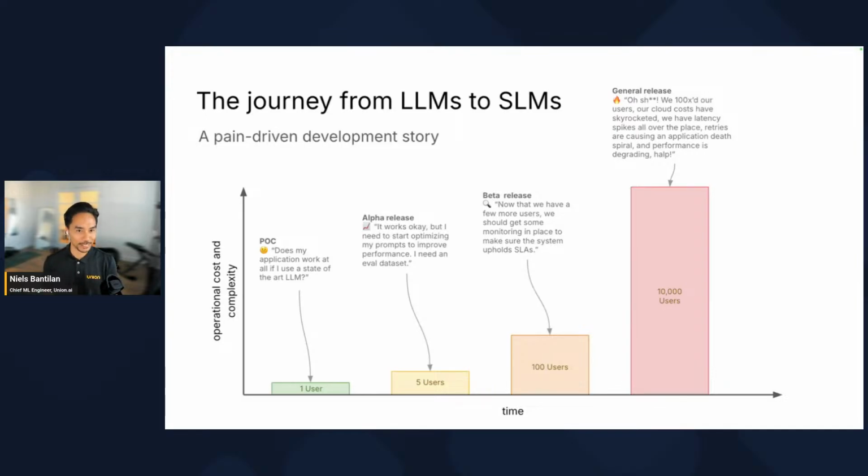And if you get lucky enough to get, say, 1,000 or 10,000 users in the general release, you're like, oh man, we have many more users. Our cloud costs have skyrocketed. I'm using this LLM that I deployed on my cloud, and there are latency spikes all over the place. My application is having to retry, and performance is degrading. So it's obviously stylized, but this is something that we've talked to people about in the industry and in doing our own research in this space. And this is the shape of what we sometimes see.